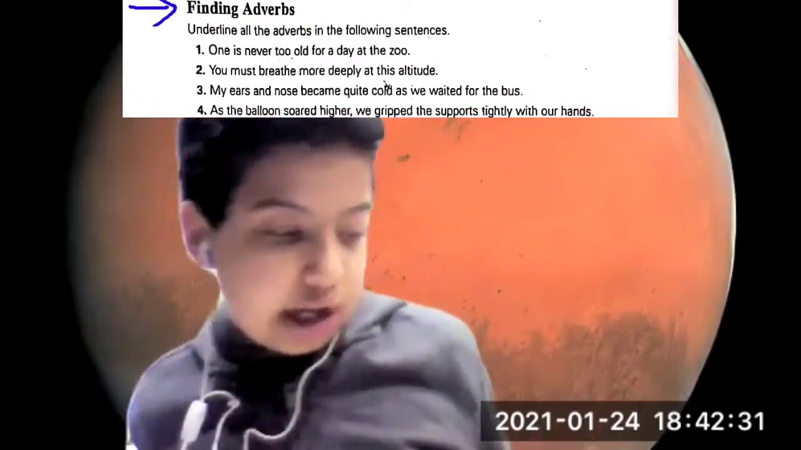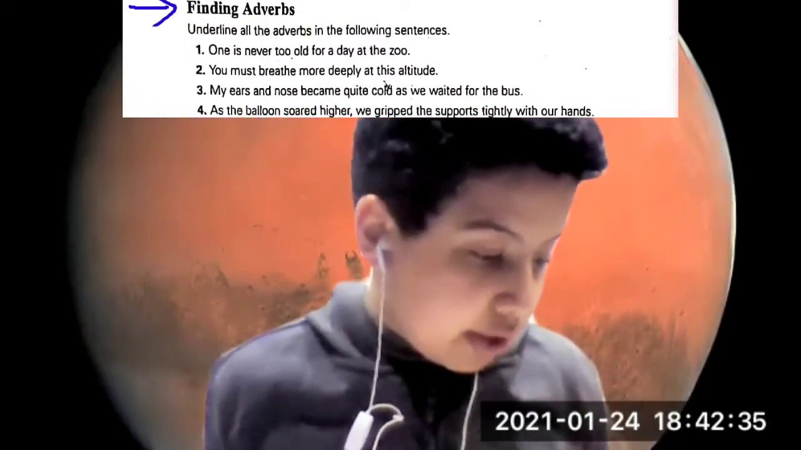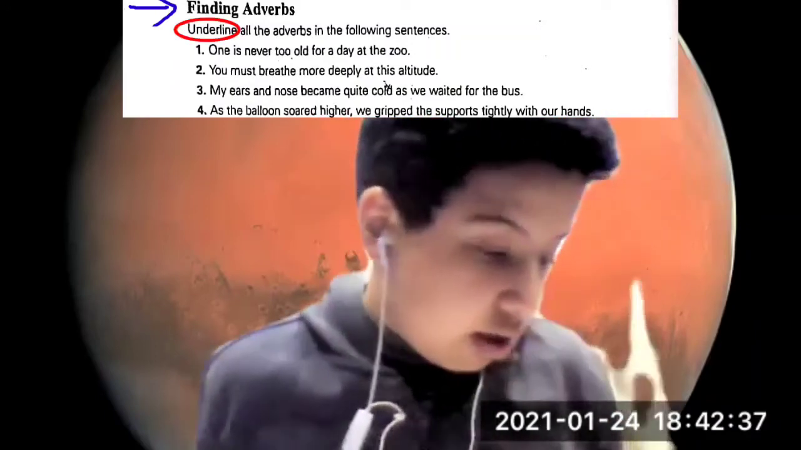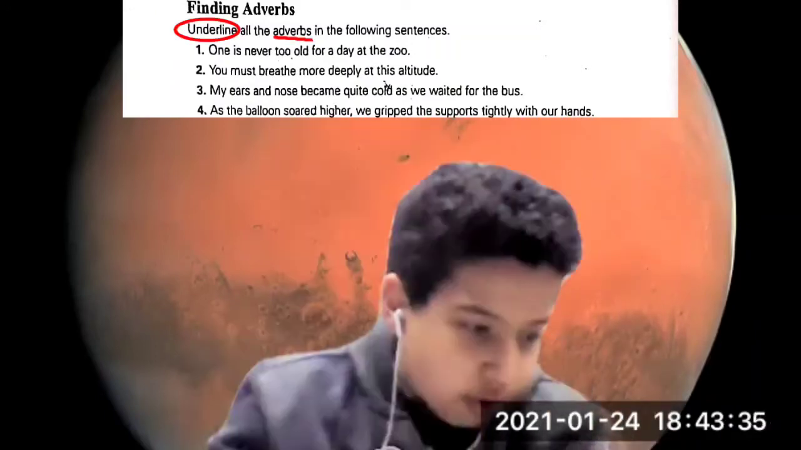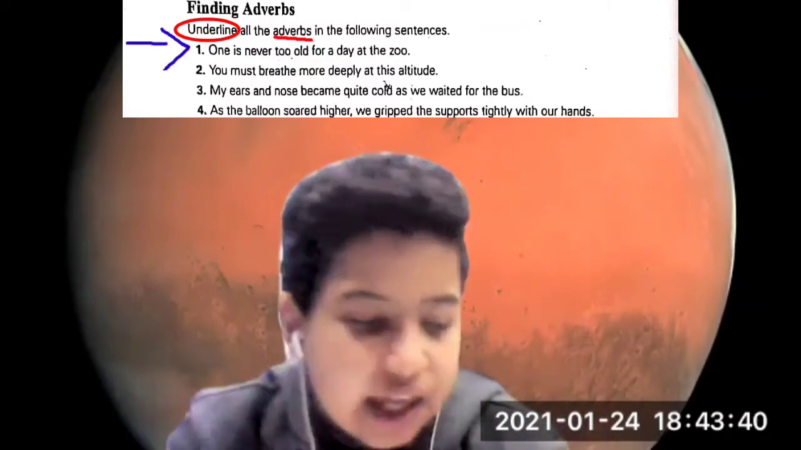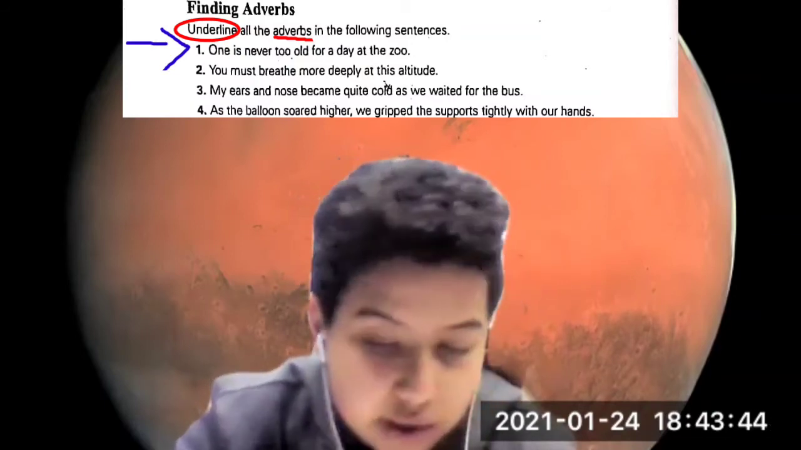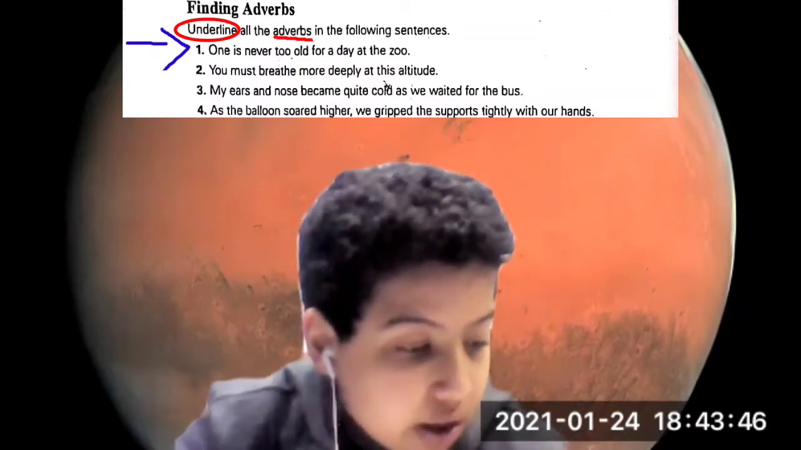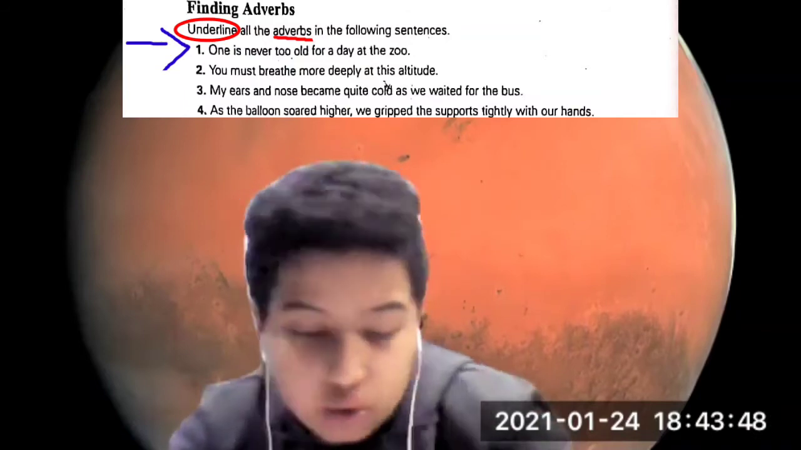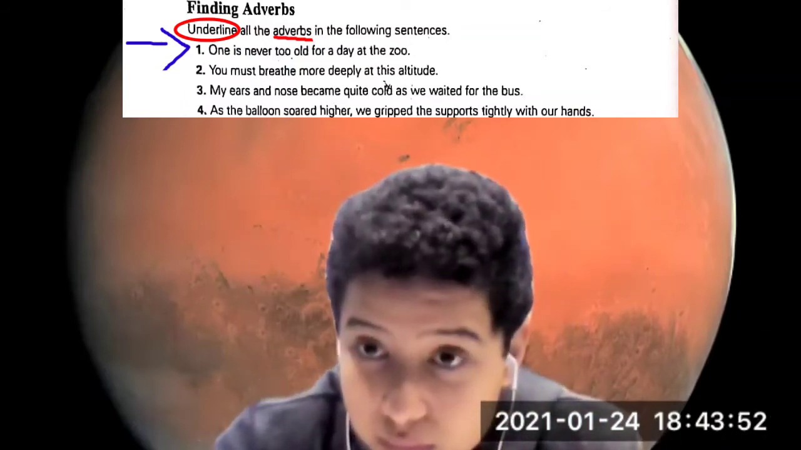Alright. Finding adverbs. Underline all the adverbs in the following sentences. Alright. Underline is the imperative. Adverbs is the keyword. Okay. One is never too old for a day at the zoo. Okay. We have two adverbs here. An intensifier, which is too, and too old. Alright.